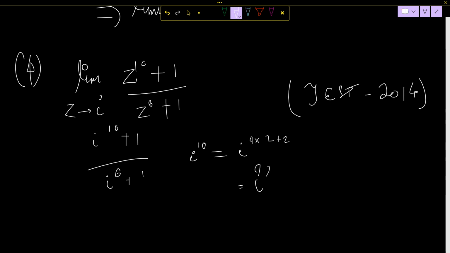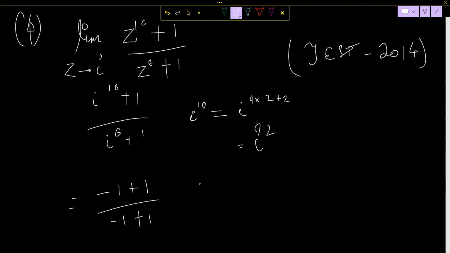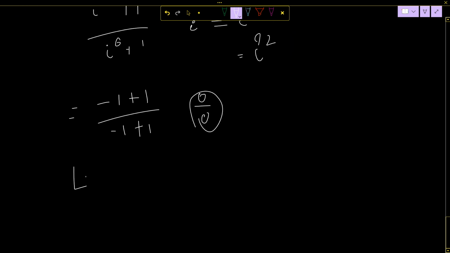These are basic things from earlier classes, so I don't need to explain them again. So the numerator also becomes i to the power 2, that is minus 1 plus 1. And the denominator, i to the power 6 is i square, that is minus 1 plus 1. So this becomes 0 by 0 form. So we can use L'Hopital rule, or L'Hospital rule, whatever you can say.